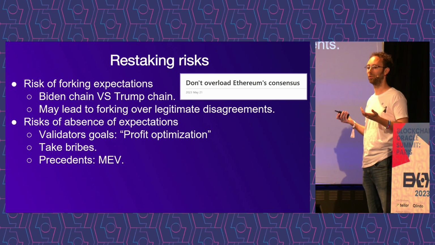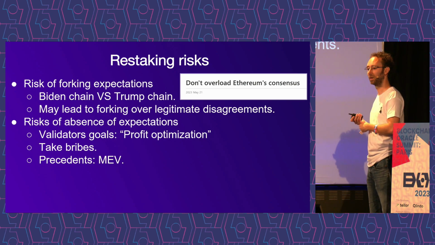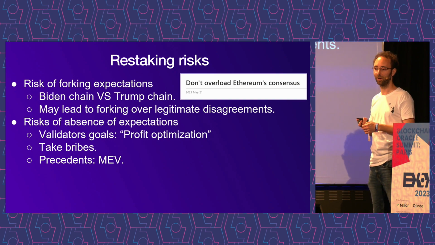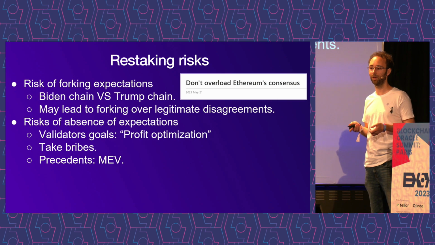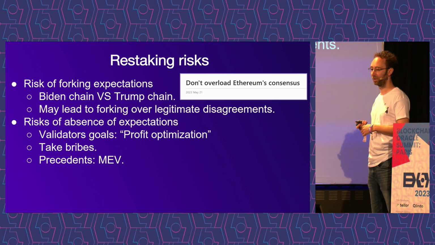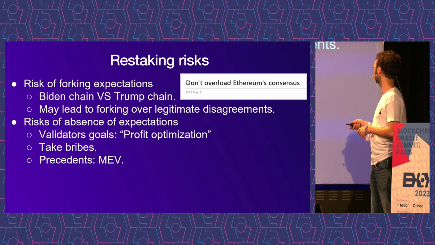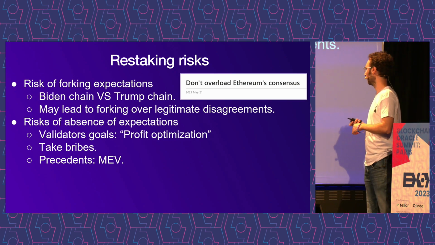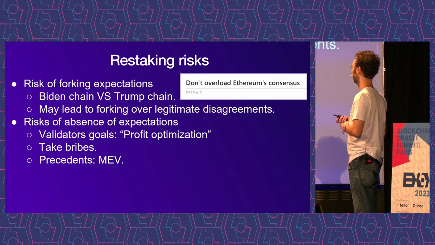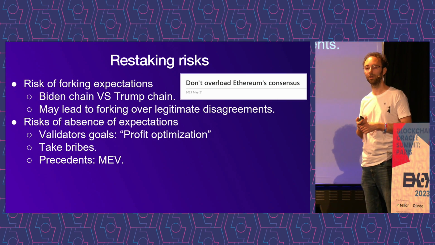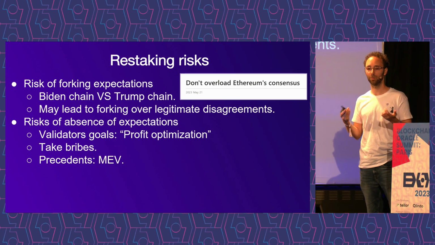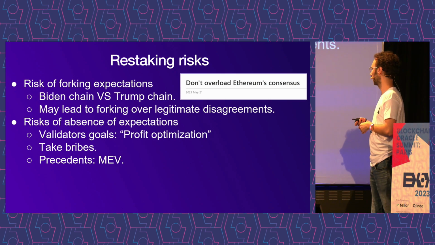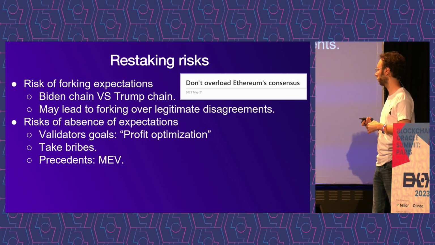With ETH in general, you don't want many forks. We had the fork with ETC, and that's why leaders of Ethereum, such as Vitalik Buterin, are quite strongly opposed to forking expectation and wrote this "Don't Overload Ethereum Consensus" article, arguing against that. And another reason we may not have a forking expectation is that it generally assumes that validators' goals are to optimize profits, not necessarily rule on oracle questions or provide other services to the network.